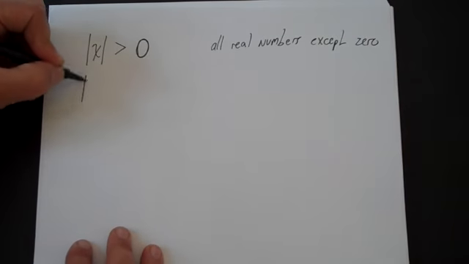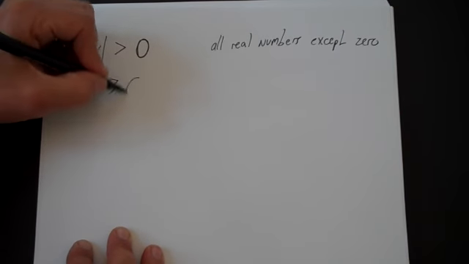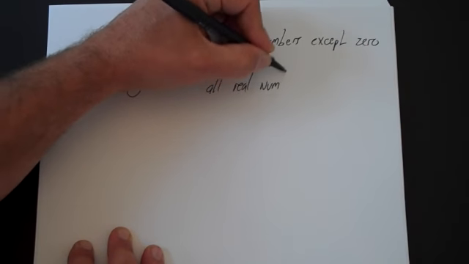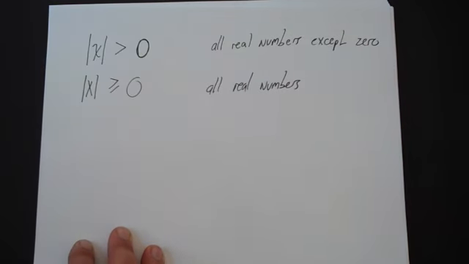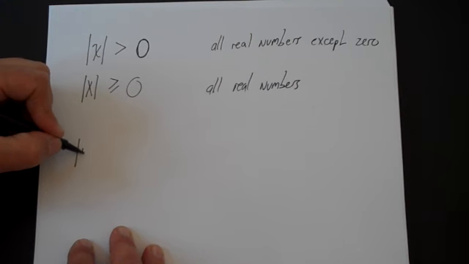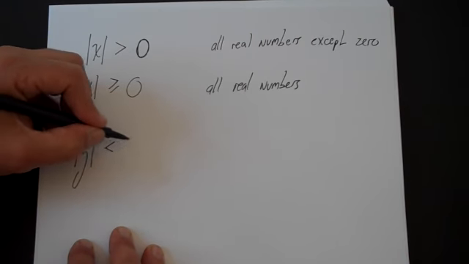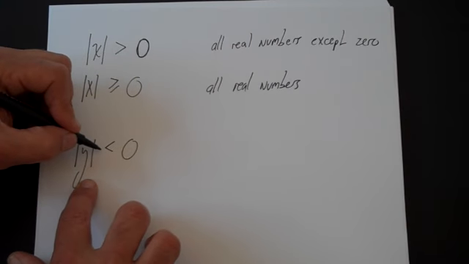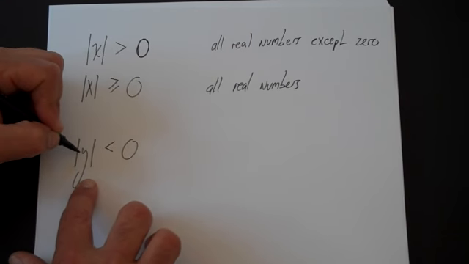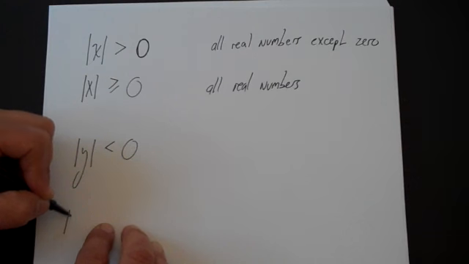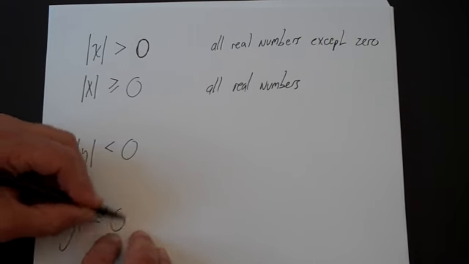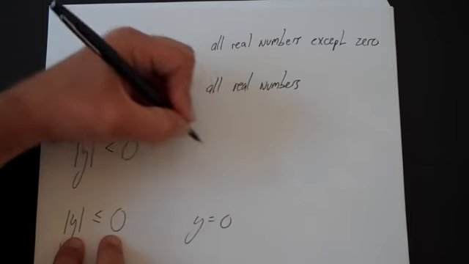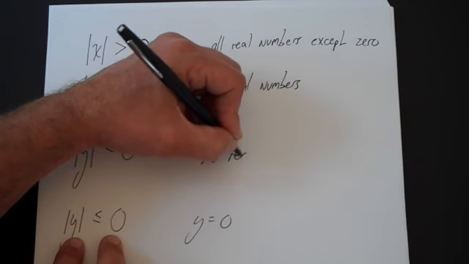Whereas if it was absolute value of x is greater than or equal to 0, then that would simply be all real numbers. Negative works a little bit similar. Let's say the absolute value of y is less than 0. Absolute value of y is always positive, so it's never less than 0. But if it was less than or equal to 0, then the solution would be y is equal to 0. Here it would be no real solution.